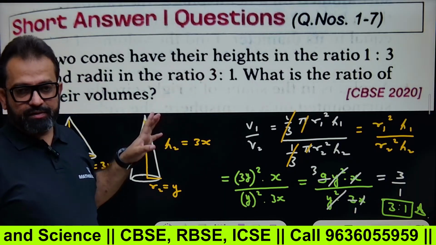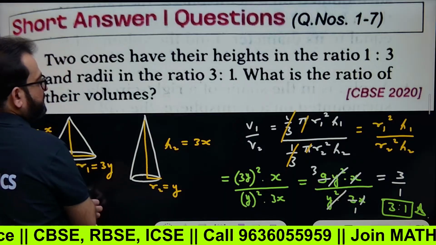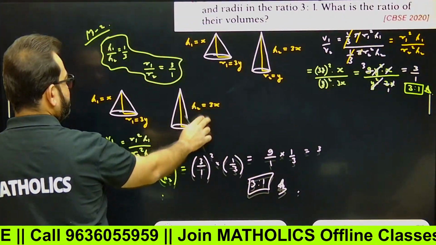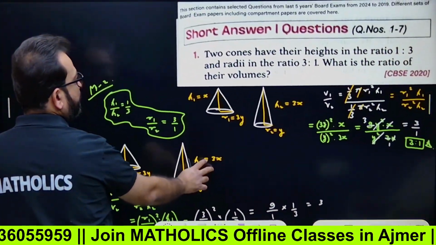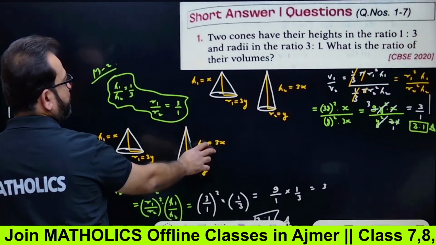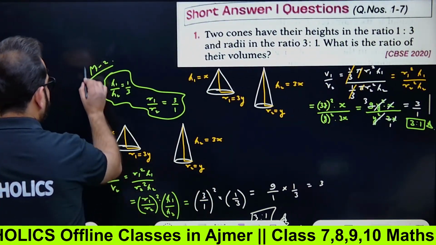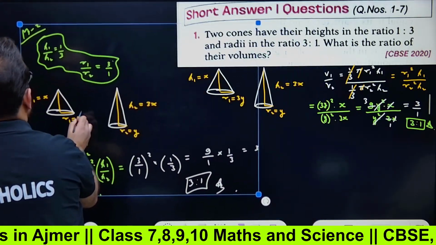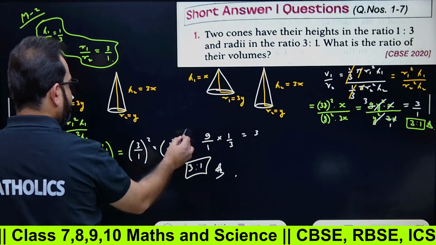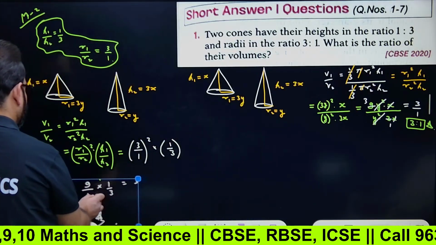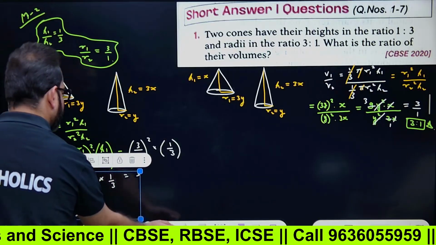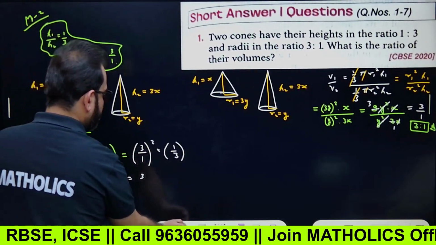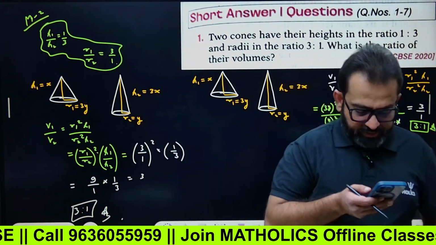Heights are in the ratio 1:3. You can solve it like this also, to make it very simple. Method number 2 is far better and easier than this one. Let me show you this way. This is method number 2. Try to solve according to this method. Now read the question again.